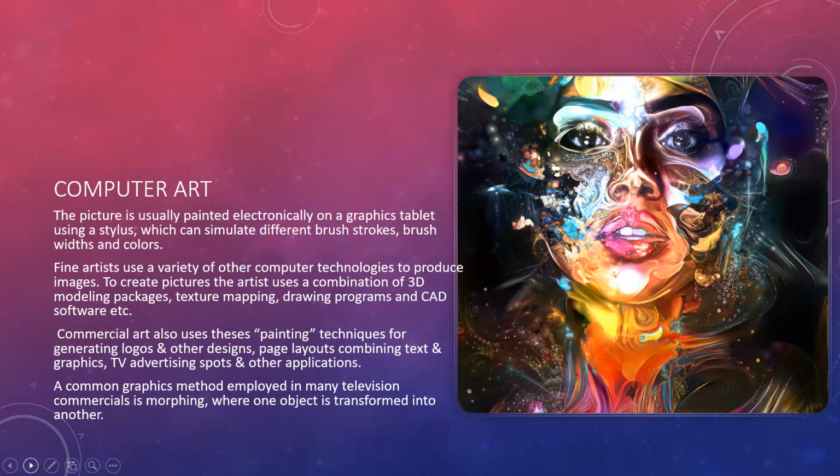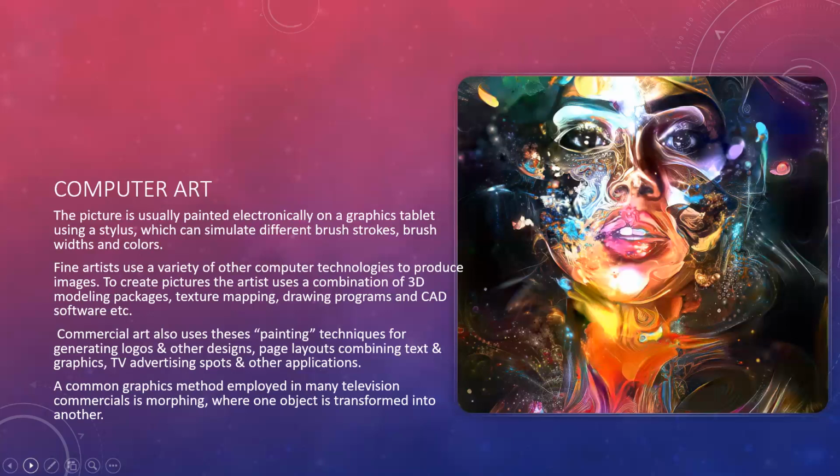The picture is usually painted electronically on a graphics tablet using a stylus, which can simulate different brush strokes, brush widths, and colors. So the stylus is used to draw different drawings on the graphic tablet. Fine artists use a variety of other computer technologies to produce images. The artist uses a combination of 3D modeling packages, texture mapping, drawing programs, and CAD software, etc.